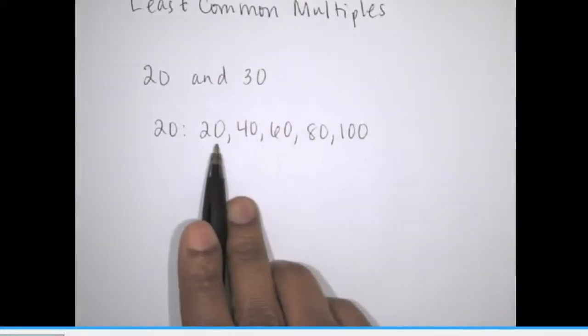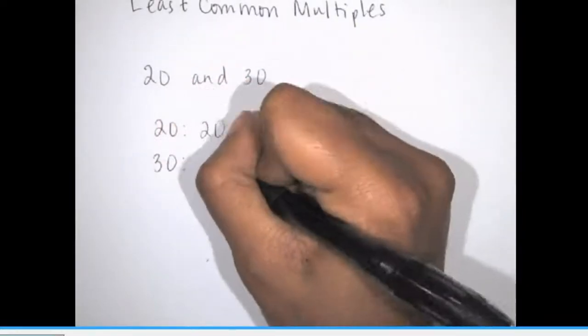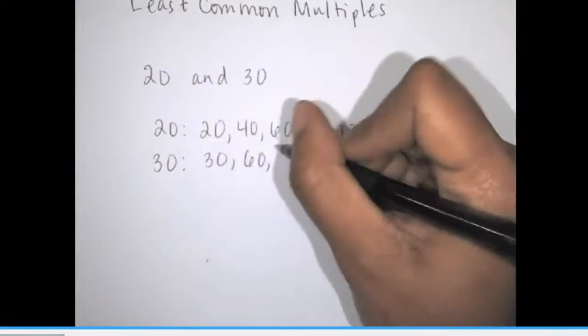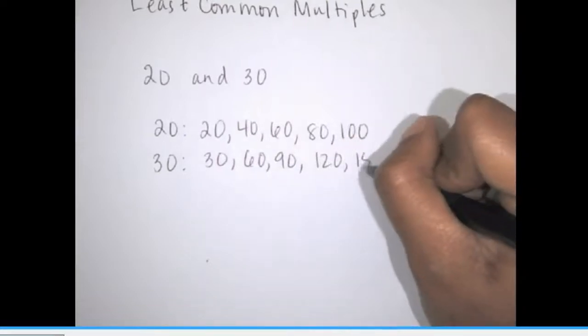I say the first step is to always list the first 5 multiples and then start looking at your comparison. So now let's list the multiples of 30. 30 times 1 is 30, 30 times 2 is 60, add 30 more, we get 90, then we get 120, and then we have 150.